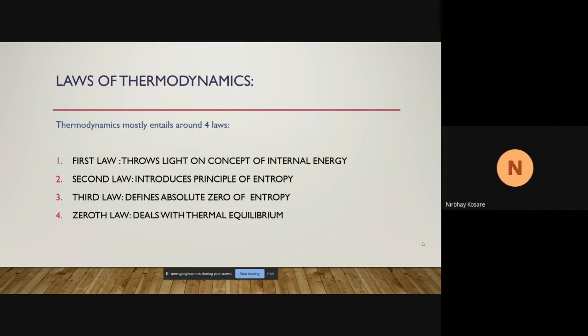The third law of thermodynamics states that as the temperature of a system approaches absolute zero, its entropy becomes constant, or the change in entropy is zero. Then the zeroth law of thermodynamics states that if two systems are in thermal equilibrium separately with a third system, then they must be in thermal equilibrium with each other.